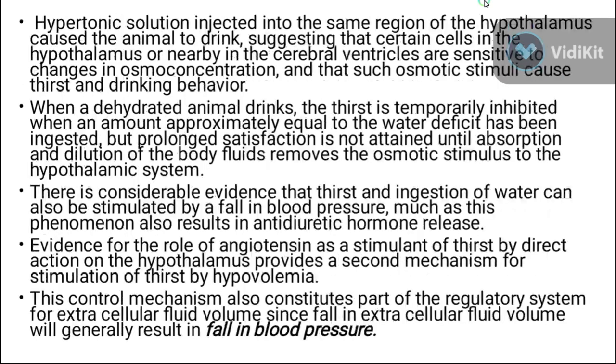Hypertonic solution injected into the same region of the hypothalamus caused the animal to drink, suggesting that certain cells in the hypothalamus or nearby in the cerebral ventricles are sensitive to changes in osmoconcentration, and that such osmotic stimuli cause thirst and drinking behavior. When a dehydrated animal drinks, the thirst is temporarily inhibited when an amount approximately equal to the water deficit has been ingested, but prolonged satisfaction is not attained until absorption and dilution of the body fluids removes the osmotic stimulus to the hypothalamic system.